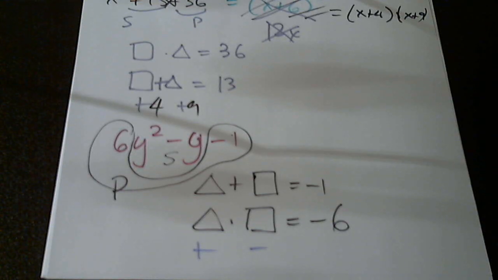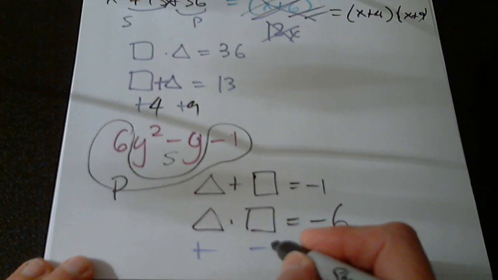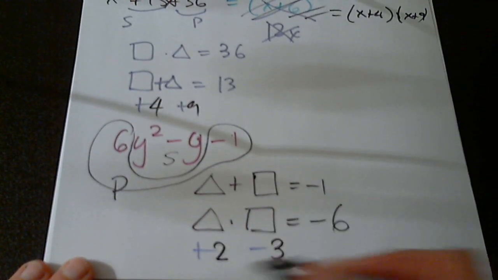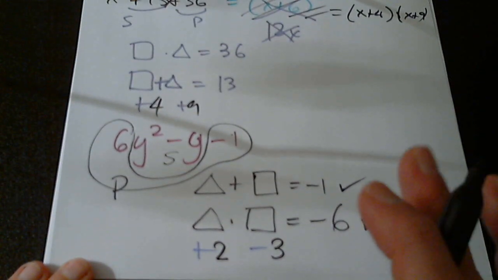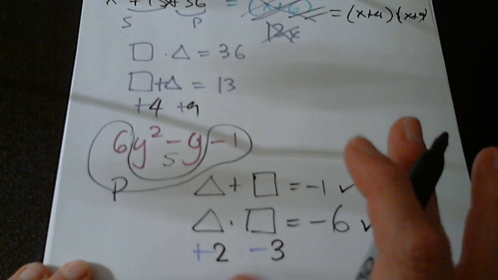2 and 3. So which one is negative? Yes, very good. Is the product negative 6? Is the sum negative 1? Yes. But now here's what happens.